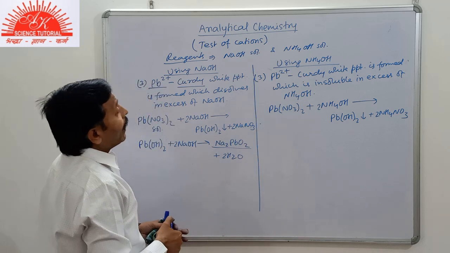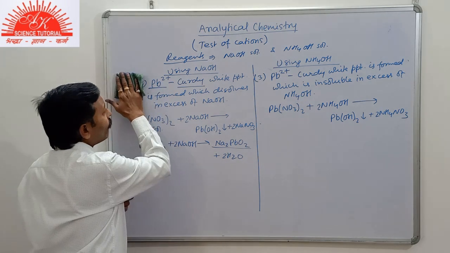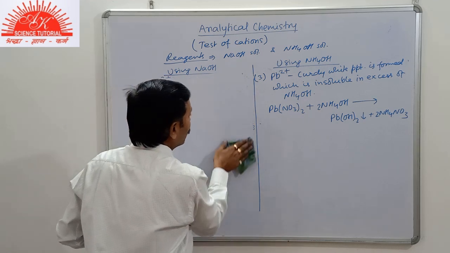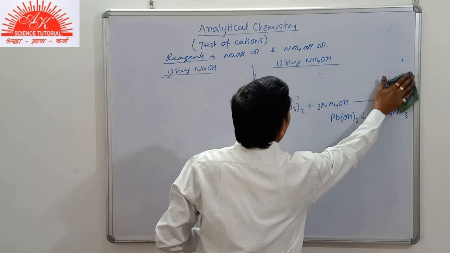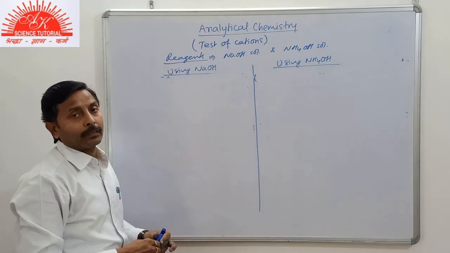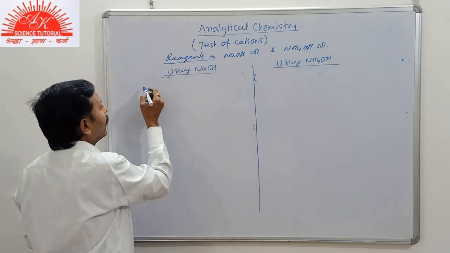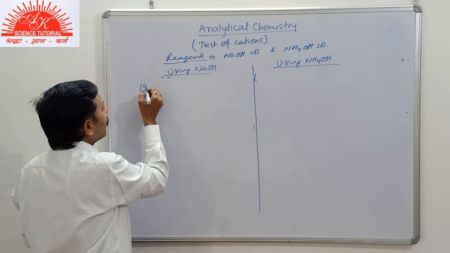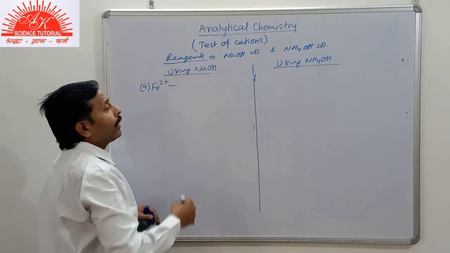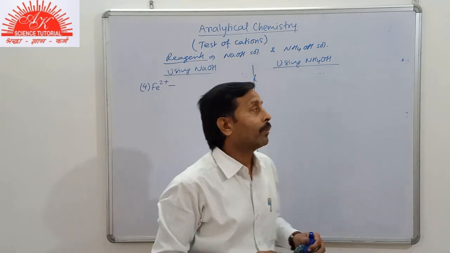So we can now distinguish between zinc and lead salts. Now we take another cation for the analytical test or test of cation. We take another cation, Fe2+, that is for ferrous salt solution like ferrous chloride, ferrous nitrate, ferrous sulfate.